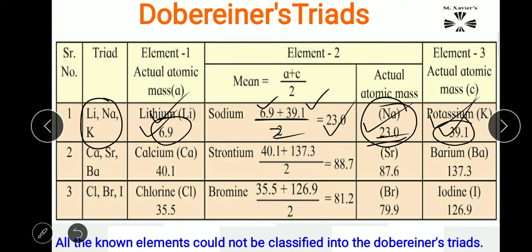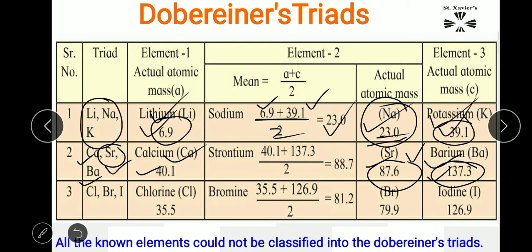Now we'll talk about the second example: Ca, Sr and Ba. Ca, calcium, has an atomic mass of 40.1. Then Ba, barium, has an atomic mass of 137.3. And the middle one, Sr, strontium, has an atomic mass of 87.9. Let us check whether the 87.6 of strontium is the average of the first and last or not.